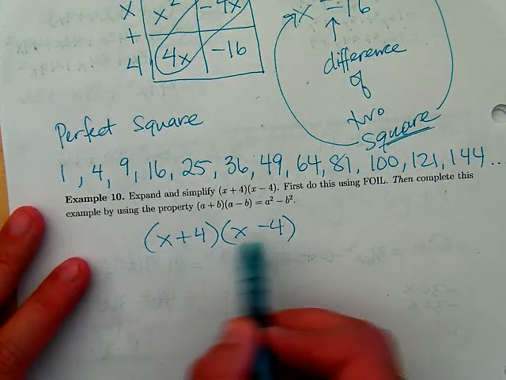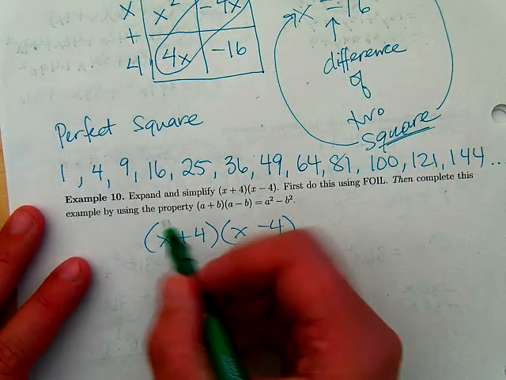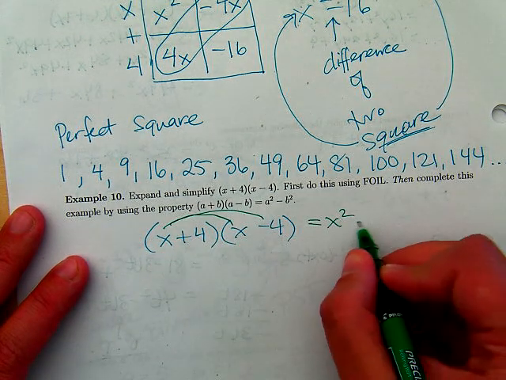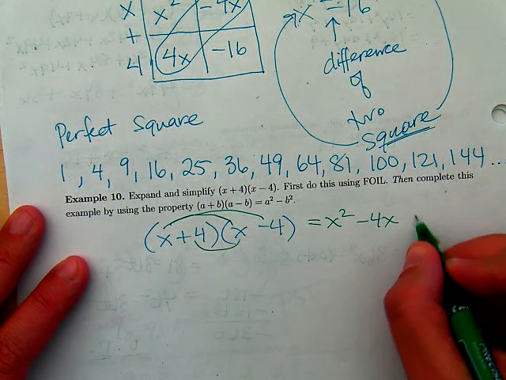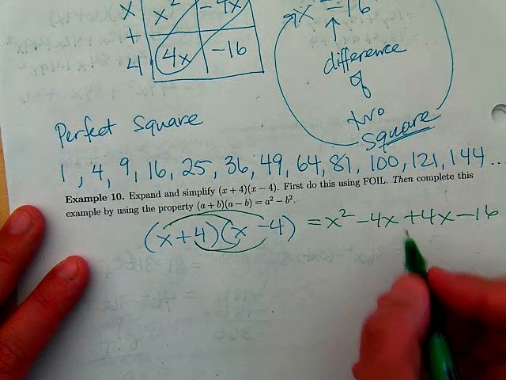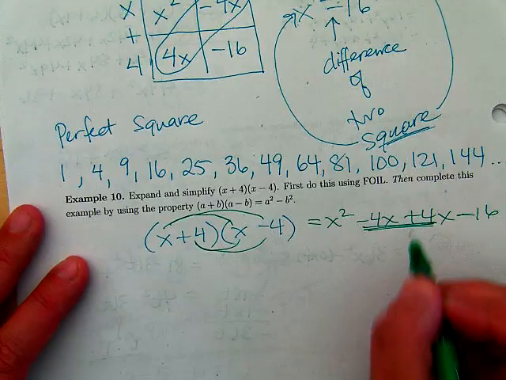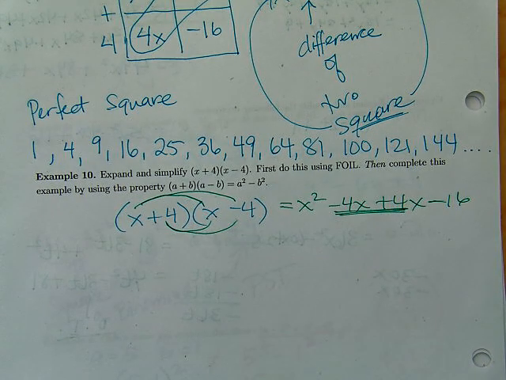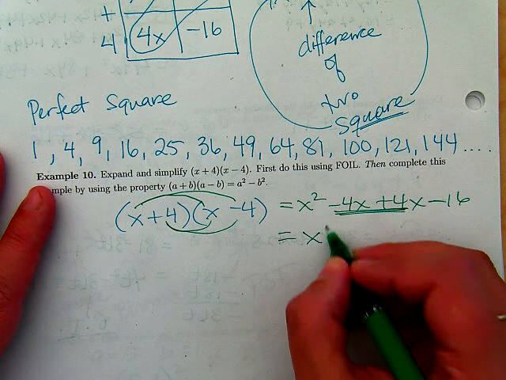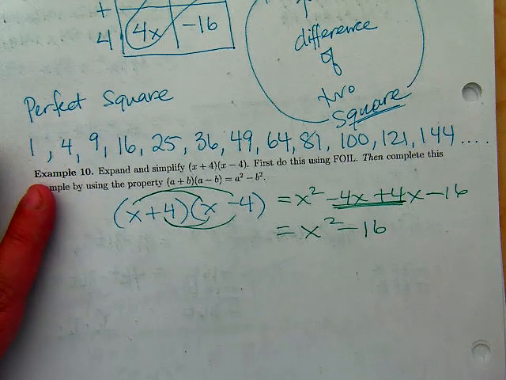When we have two opposite signs, when we FOIL, x times x is x squared, negative 4x, positive 4x, minus 16. Really, I could skip that part because I know those middle terms, the O and I in this case, are going to cancel each other out. O minus I, right? They're opposite signs. So we have x squared minus 16.